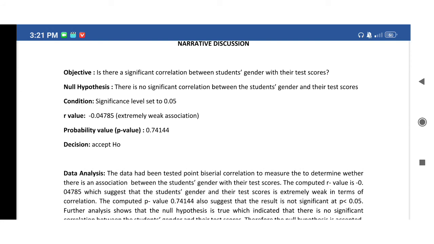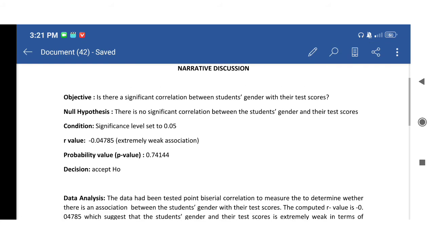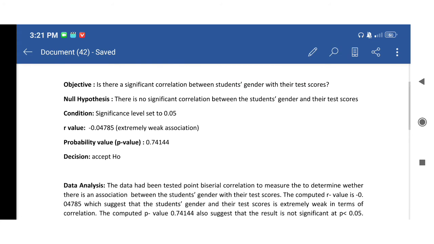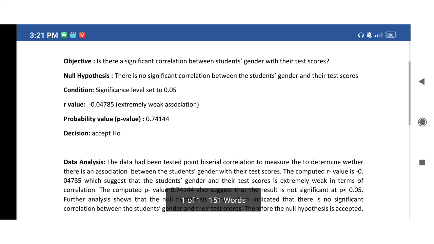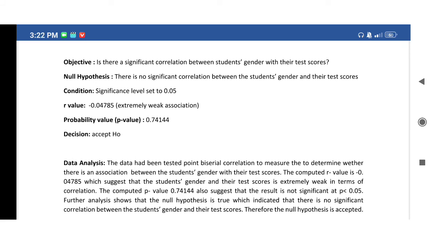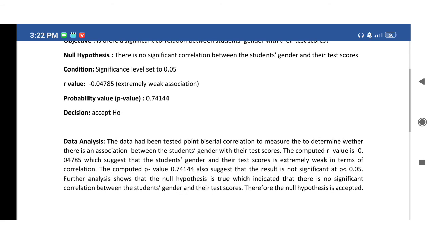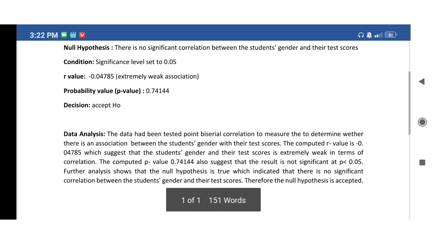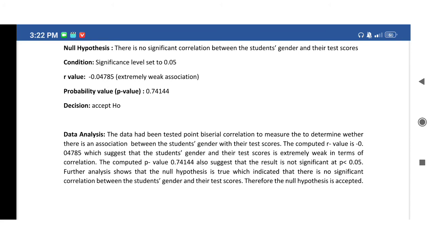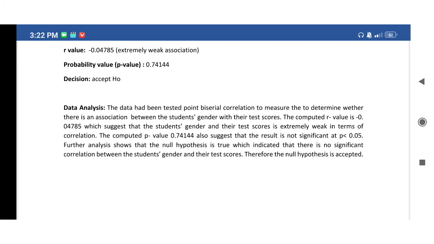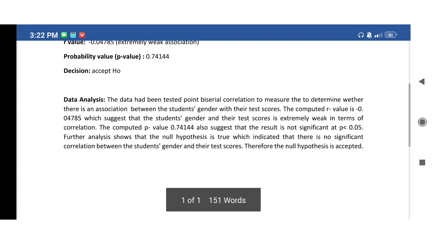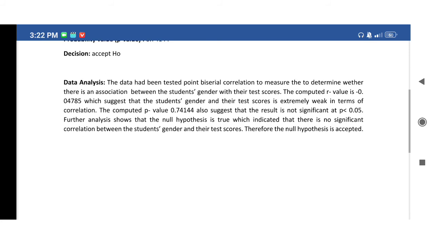Objective: is there a significant correlation between students' gender and their test scores? Null hypothesis: there is no significant correlation between the students' gender and their test scores. Condition: significance level set to 0.05. R value is equal to negative 0.04785, which is an extremely weak association, and the probability value or the p-value is 0.74144, and thus the decision is to accept the null hypothesis.